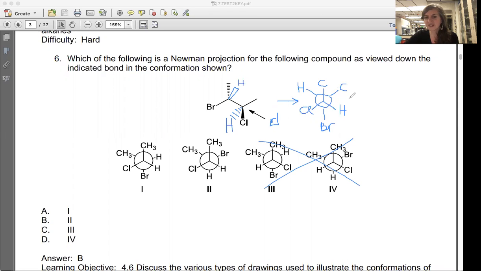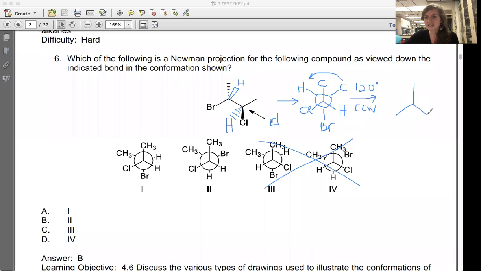Now, if you don't believe me, what you can do is rotate the back carbon 120 degrees counterclockwise, and you will produce the same exact Newman projection as what's drawn on the screen here in number 2, okay? So if we rotate the back carbon 120 degrees counterclockwise, the methyl will go where the H is, the H will go where the bromine was, and the bromine will go where the methyl was. So let's draw that out right here.